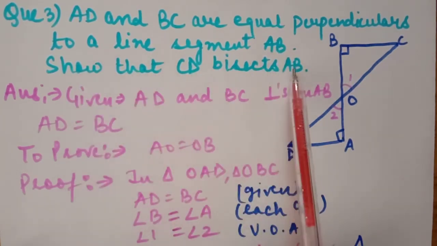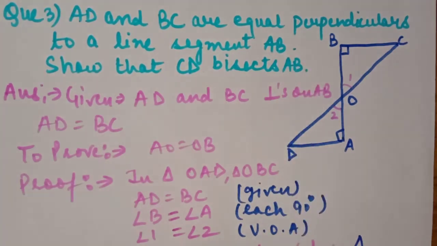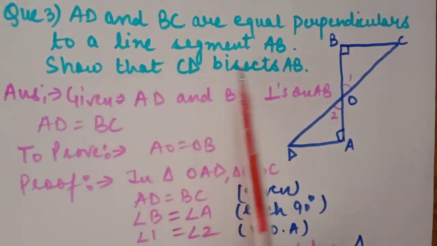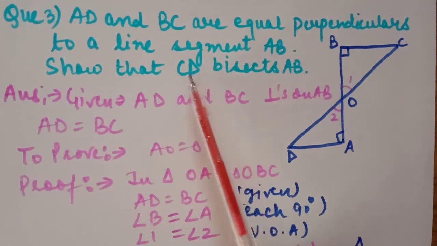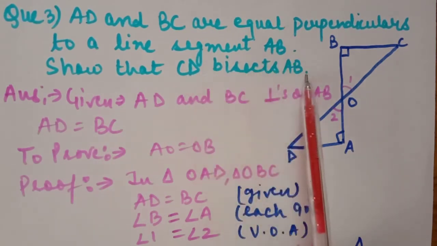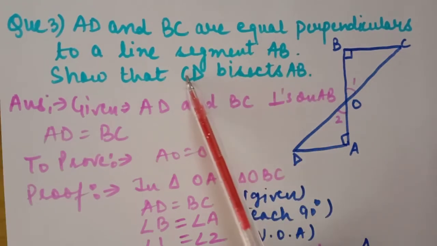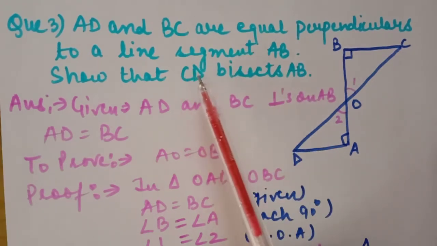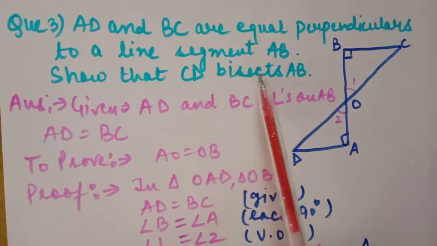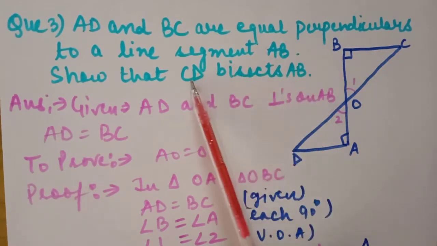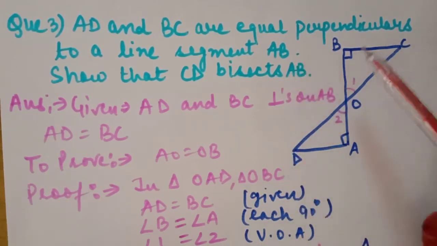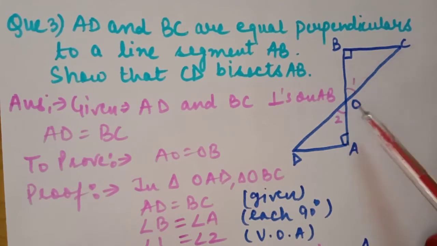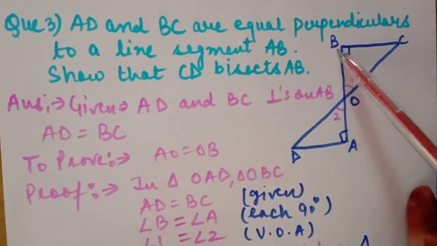Show that CD bisects AB. Students are always confused in this part also. They can't decide whether CD bisects AB or AB bisects CD. What do we have to prove? So read it very carefully. CD bisects AB. It means CD cuts AB into two equal parts. It means we have to prove that OA is equal to OB.